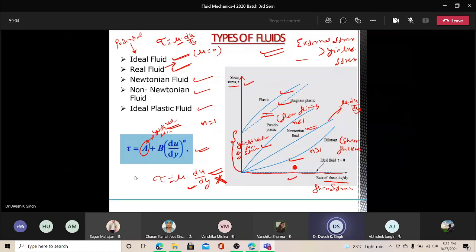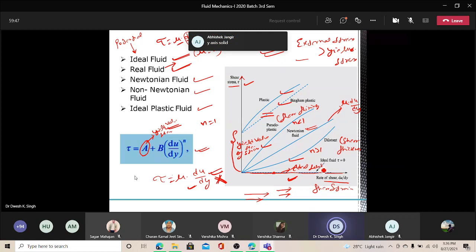So actually I have already told that this is an ideal fluid. If you use your concepts at this axis, what is the value of shear stress? It will be 0. When there is no gradient, du by dy will be 0, meaning no velocity between the two layers, no resistance, and so no viscosity, which is the property that develops this. So this line represents the ideal fluid.